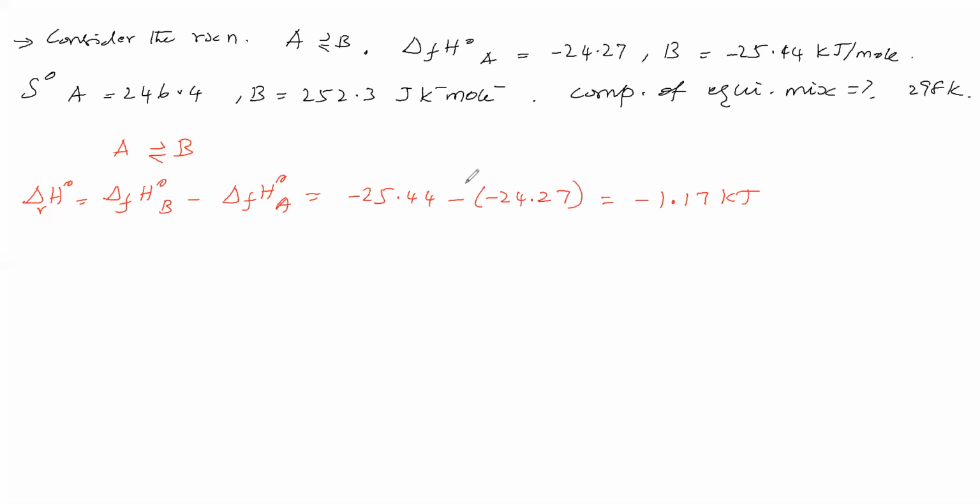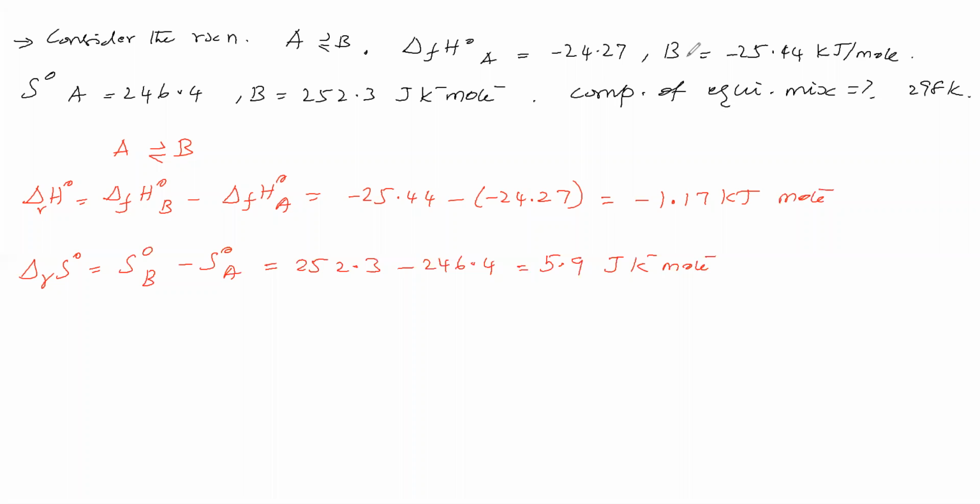Then from these standard entropy values we can get the standard entropy of reaction. Standard entropy of reaction is equal to standard entropy of B minus standard entropy of A, that is 252.3 minus 246.4. On simplification we get 5.9 joule per Kelvin per mole.